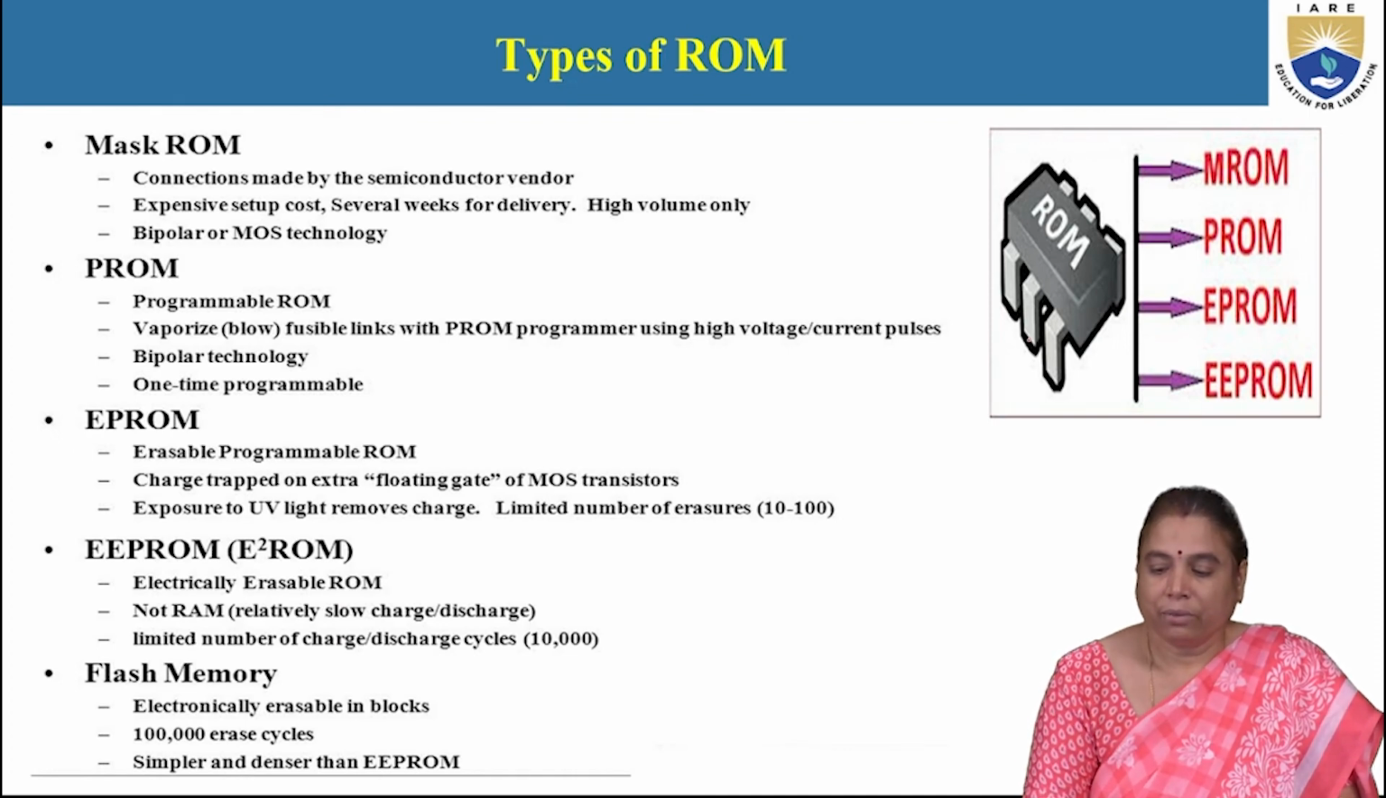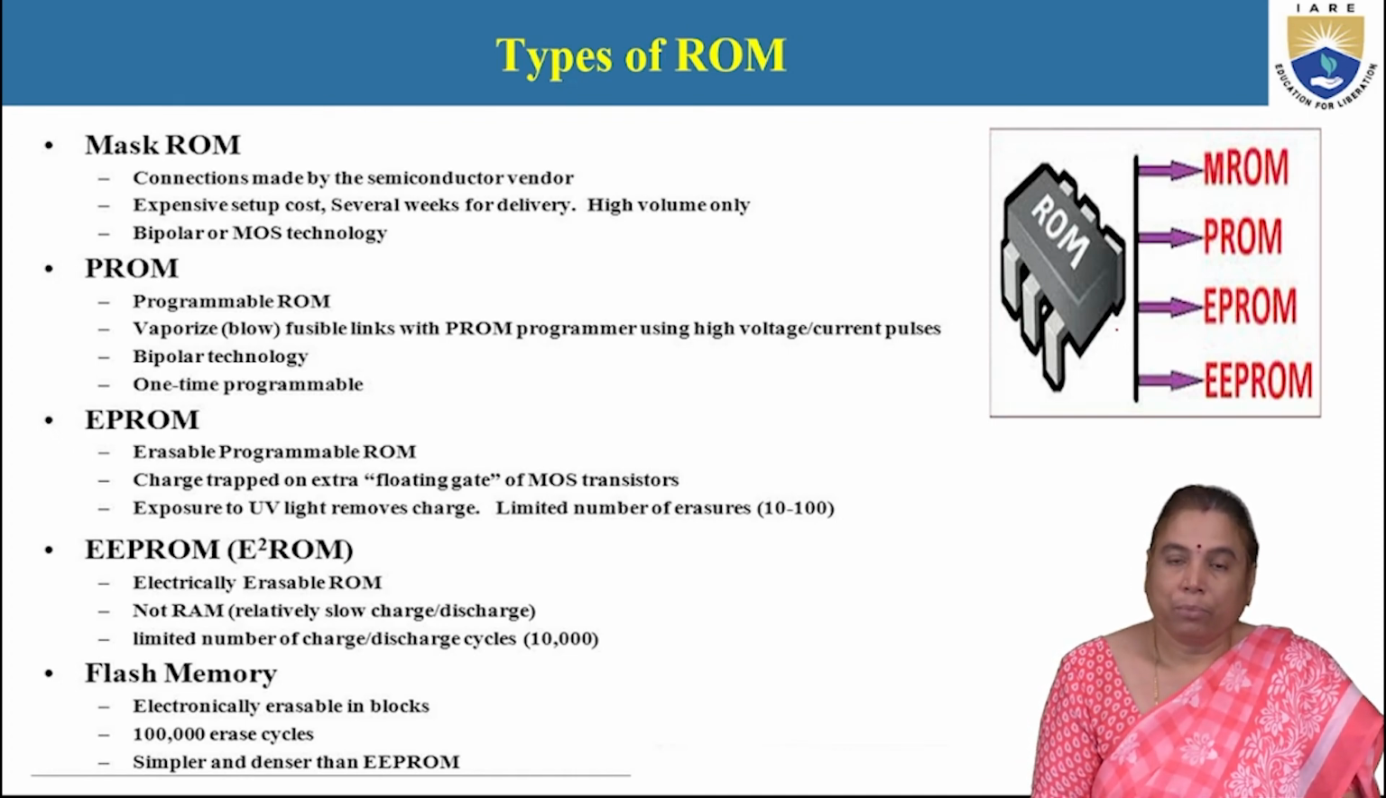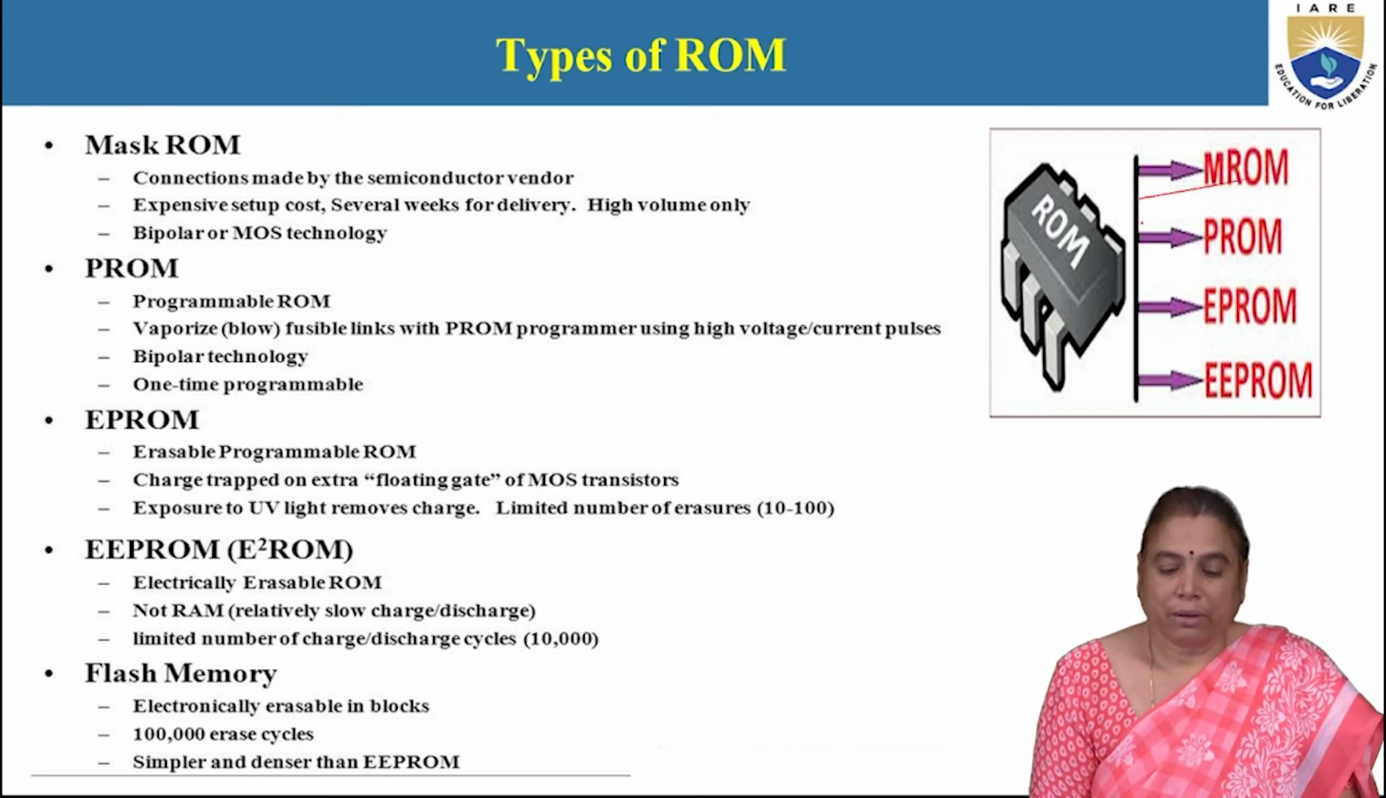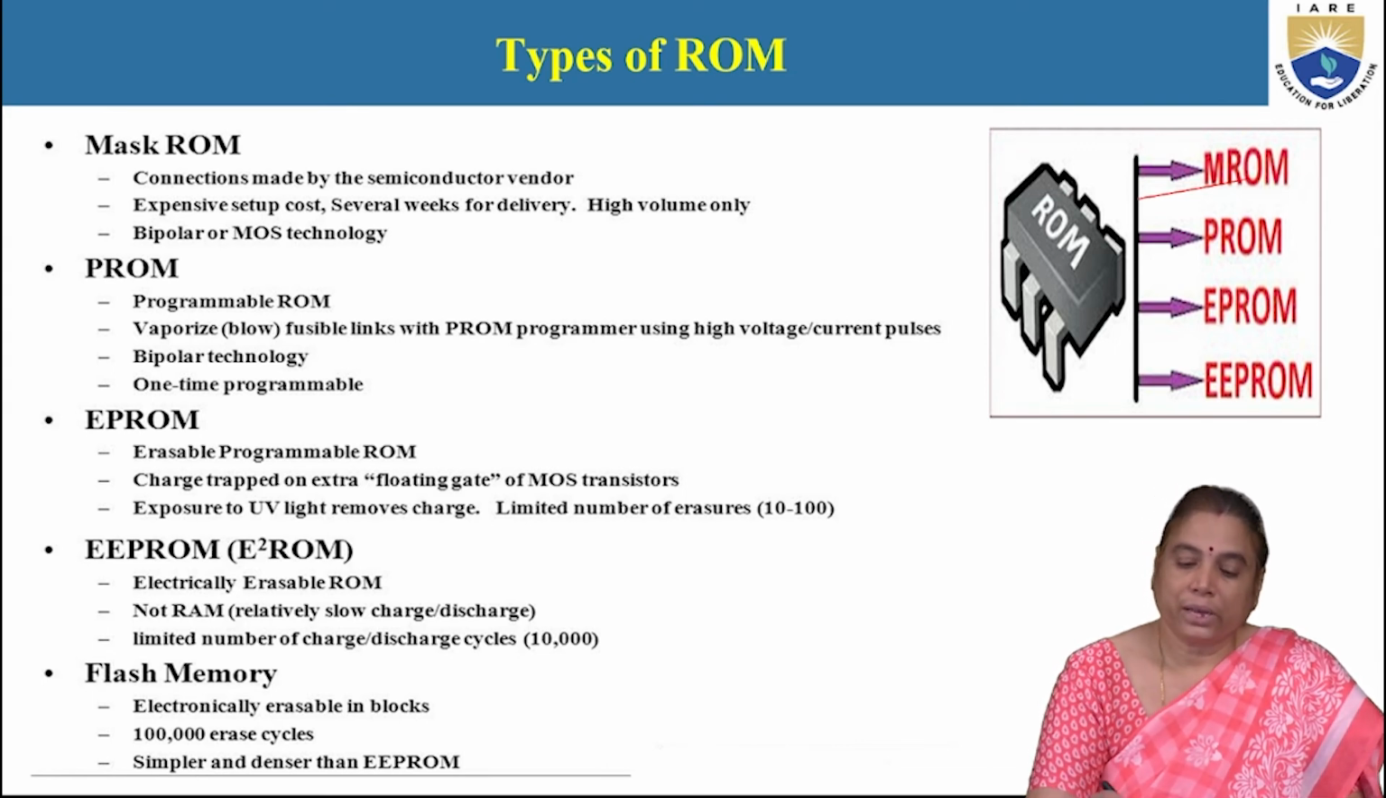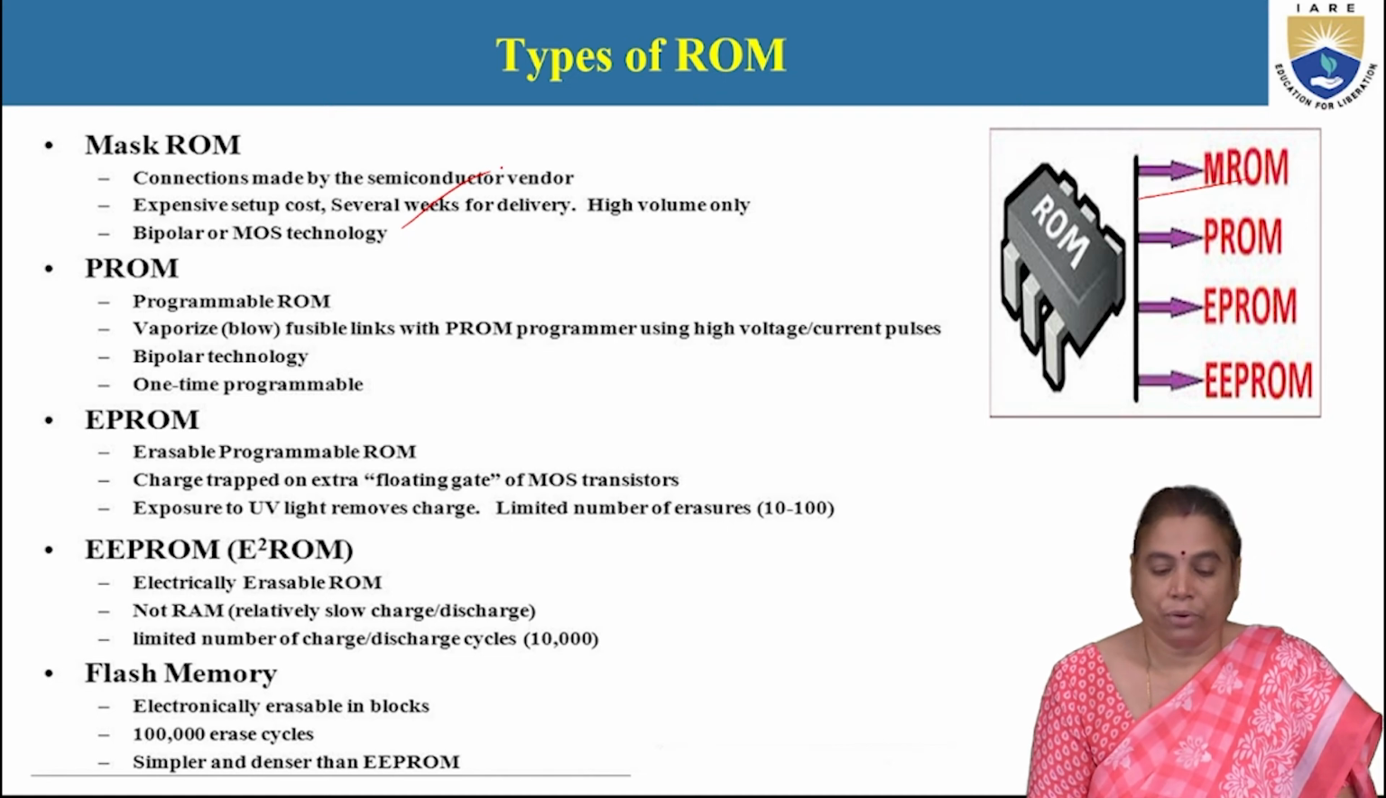What are the varieties of ROM chips? The mask ROM is the first variety, and it is made up of semiconductors. It has expensive setup cost, several weeks of delivery, and is for high volume only. Bipolar mask technology is used in the mask ROM.